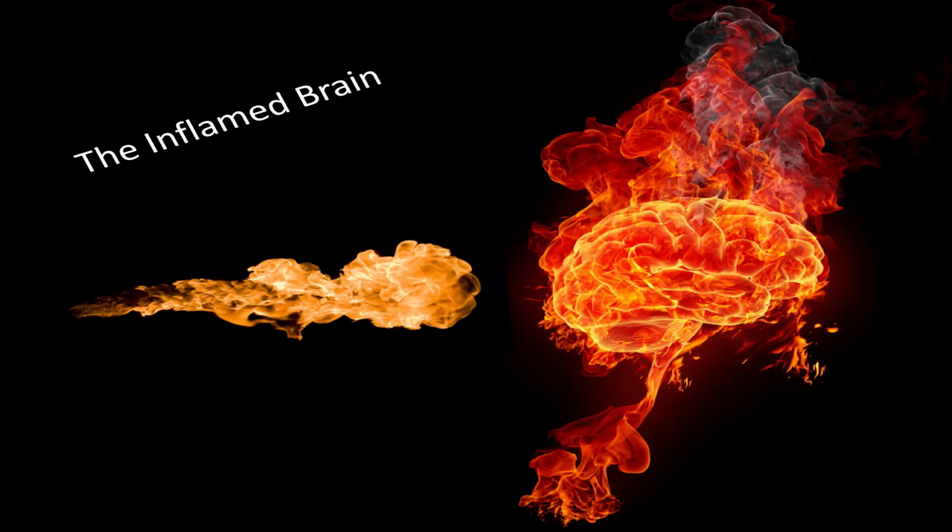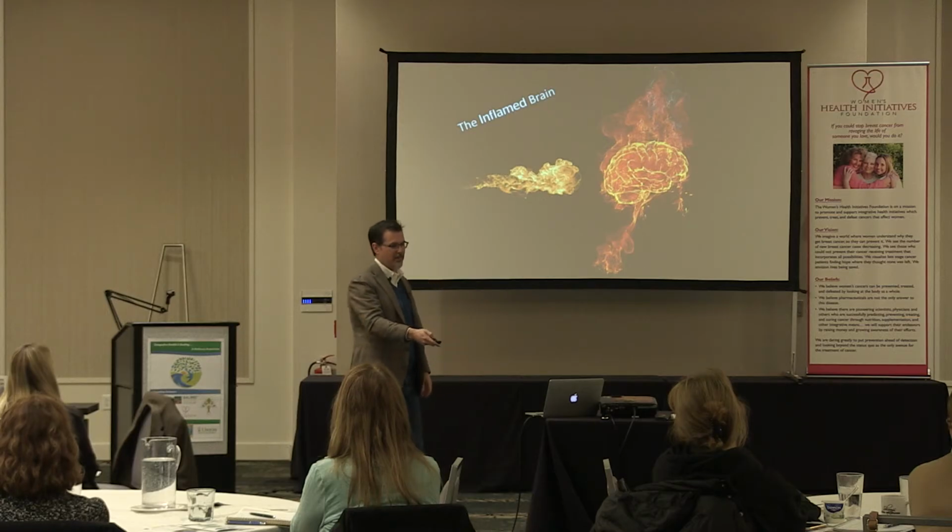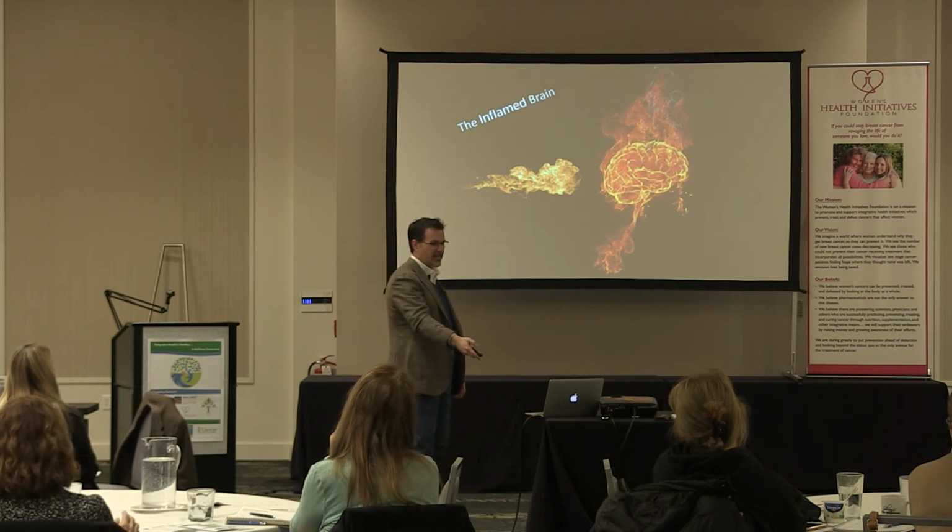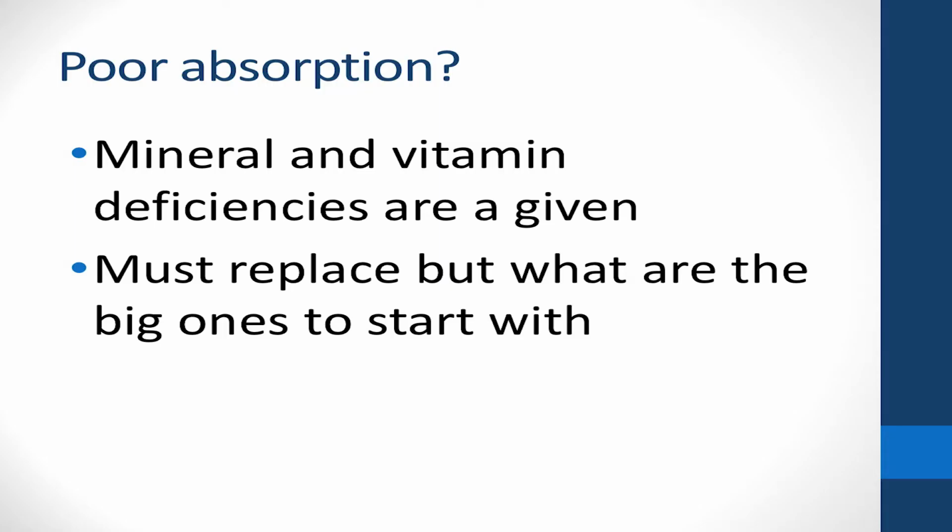The inflamed brain, that's really what it comes back to. What are we doing to help with inflammation? We're addressing the diet, we're addressing the sleep, we're addressing infection, toxins, all of these things. But we're not just talking about autism, we're talking about almost every disease. Addressing inflammation is the key. Some of the things I like to give, poor absorption, some things that are helpful.